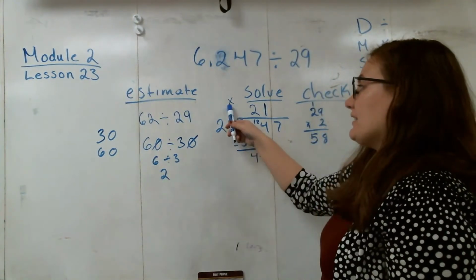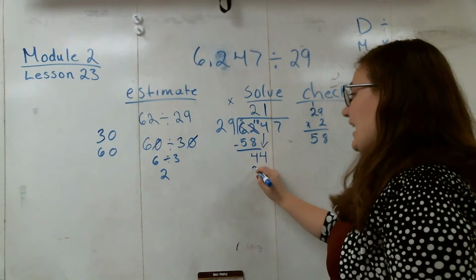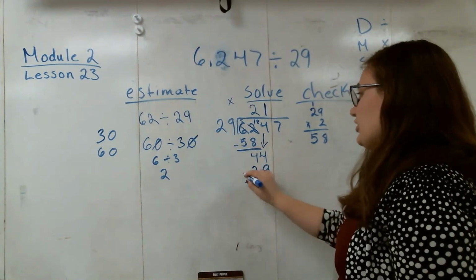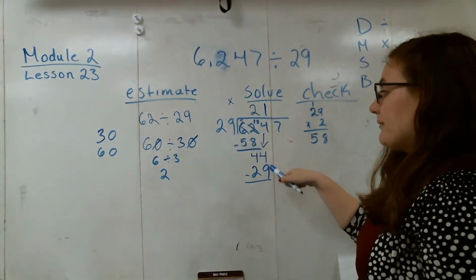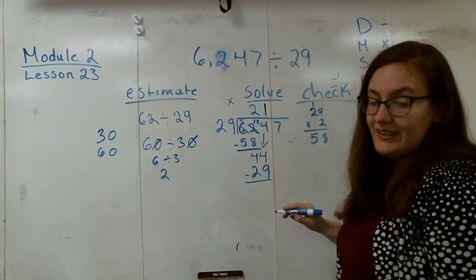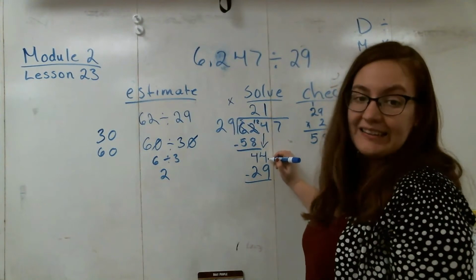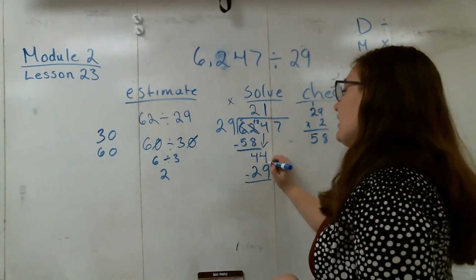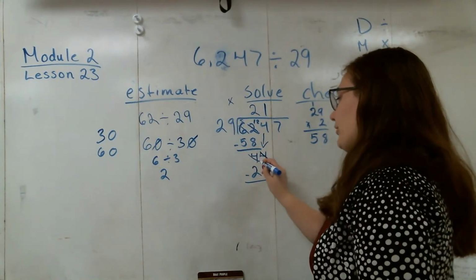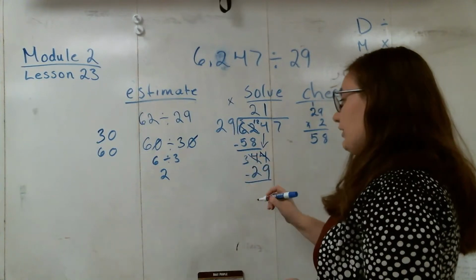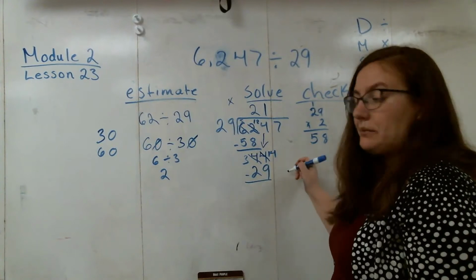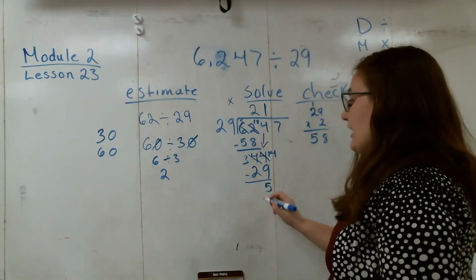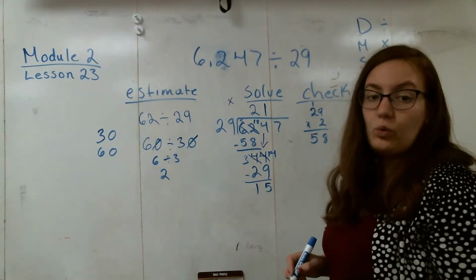So I do 29 times 1, and that is just 29. I did my divide step, I did my multiplication step, and now I'm doing my subtraction step. I cannot do 4 minus 9, so I cross off this 4 and borrow from it. This becomes a 3, and this becomes a 14. Then I do 14 minus 9, which is 5, and 3 minus 2, which is 1.